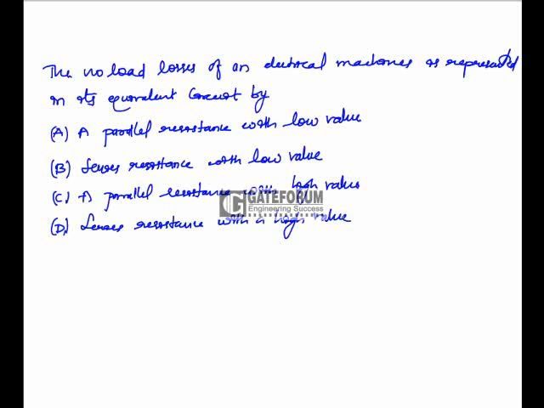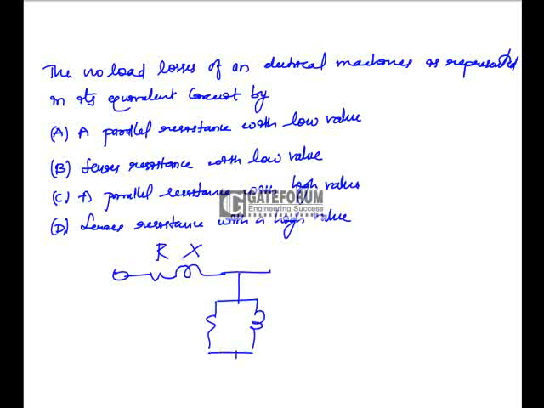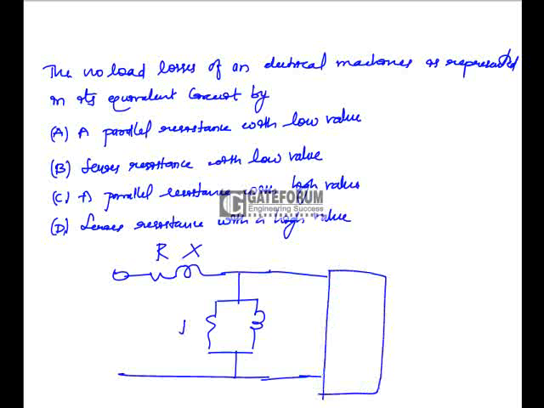Losses of an electrical machine are represented in its equivalent circuit by. Now what is the no load equivalent circuit for any machine? We have resistance in series with inductance. This inductance is called leakage inductance, because of leakage fluxes. This resistance is because of the winding resistance. At no load we have a fictitious resistance and inductance connected in parallel. This is for any machine at the stator side. Let us take this as R0 and X0.